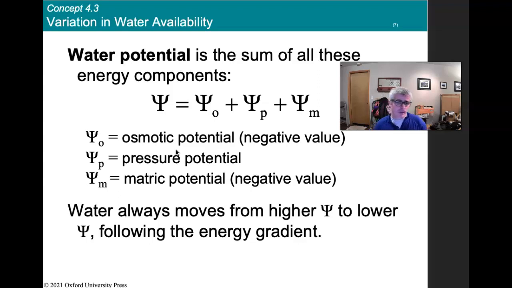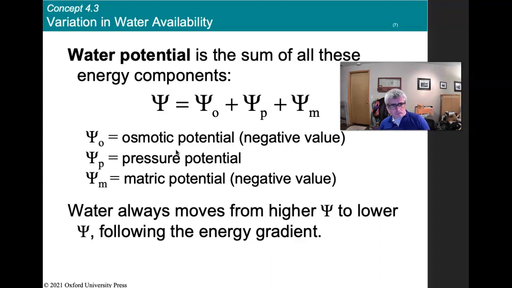Pressure potential, as described in the video, is atmospheric pressures. Frequently we think about it in things like tall trees. Now we've got a pressure potential the tree has to overcome, right? If you're 100 feet tall, it takes a lot of pressure to get the water up there.